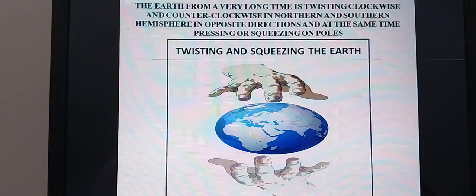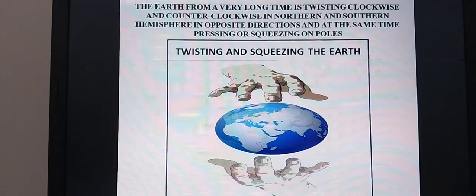The Earth for a very long time has been twisting. In the previous part we explained that nebulae, galaxies, black holes, some stars, the Sun, Jupiter, Saturn, Uranus, Neptune are all twisting in opposite directions, half part above and half part below. So our Earth is also twisting in opposite directions in the northern and southern hemispheres.